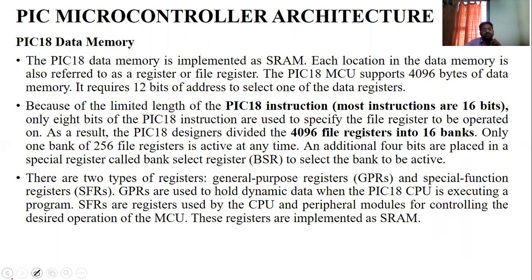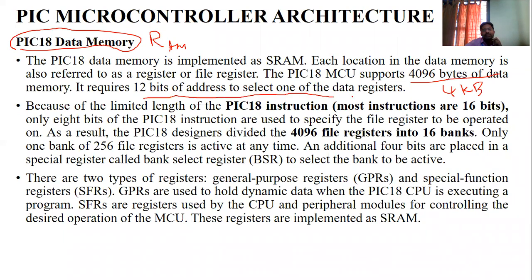See this data memory. You know that 2 types of memories are there: data memory as well as program memory. Data memory is nothing but the RAM, which may be dynamic RAM, or SRAM, static RAM, or whatever different types of RAM. The PIC18 supports up to 4096 bytes, nothing but 4 KB of data memory. So it requires 12 bits of address to select one of the data registers.